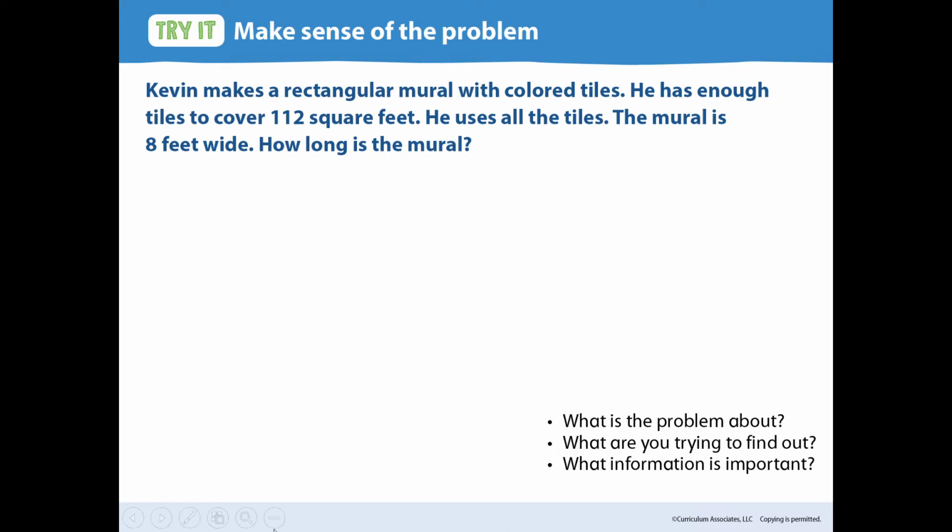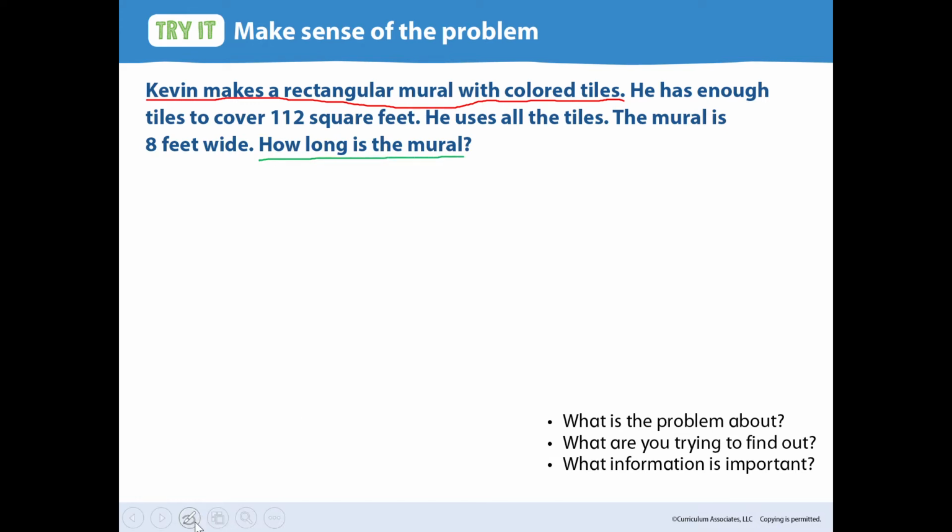So let's take this problem apart and see if we can find what this problem is about. So we're going to underline what this problem is about. Kevin makes a rectangular mural with colored tiles. So it's about Kevin making a mural. What are you trying to find out? What we are trying to find out is how long is the mural?